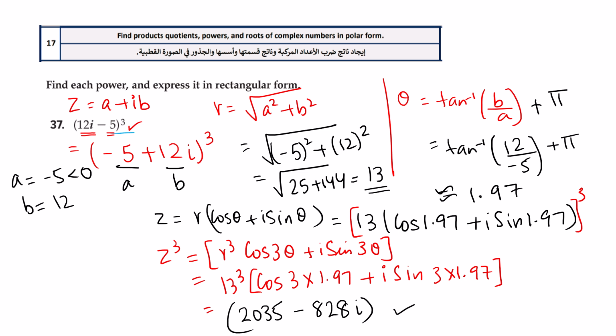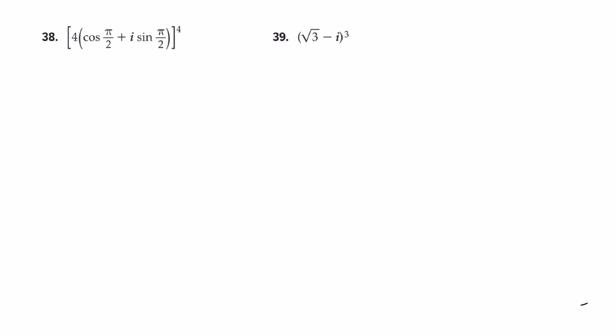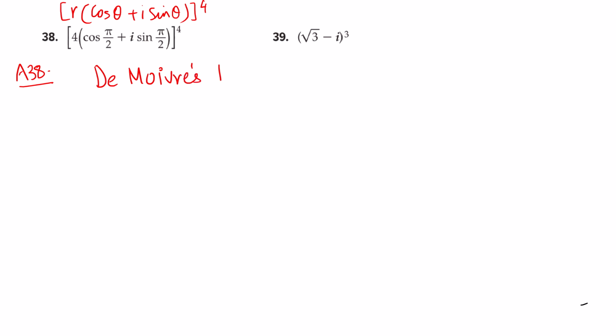So this is the final answer for this question. Let's do some more questions on the same learning object. Now if you see question 38, this is more simple because here the question is already in polar form, r cos theta plus iota sine theta, and the power is also given as 4. So because in this question we need not convert to polar form, directly we can apply de Moivre's theorem.